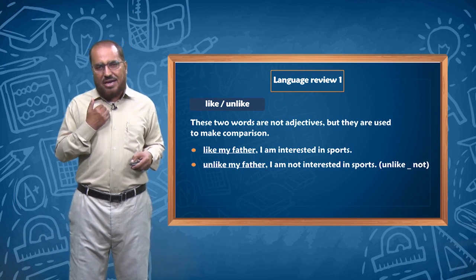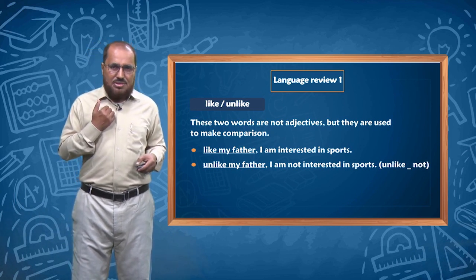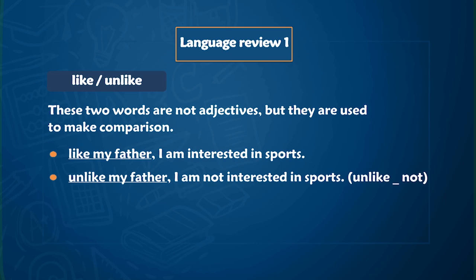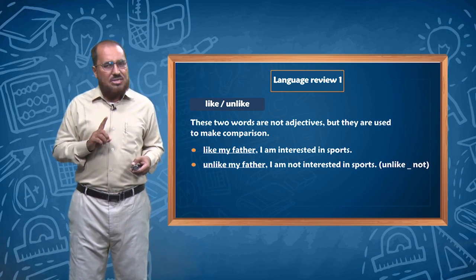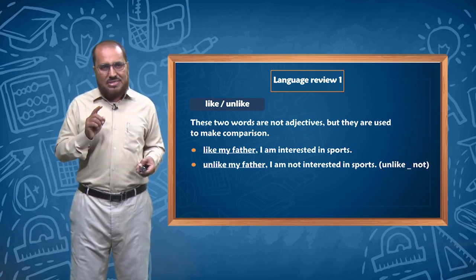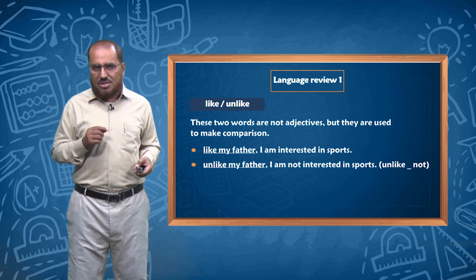For example, I am interested in sports, and my father is interested in sports too. So we can say, like my father, I'm interested in sports. We both, me and my father, are interested in sports. If not, my father is interested in sports, but I'm not interested in sports. In this case, we can say, unlike my father, I'm not interested in sports. So with negative, unlike, we use also not.